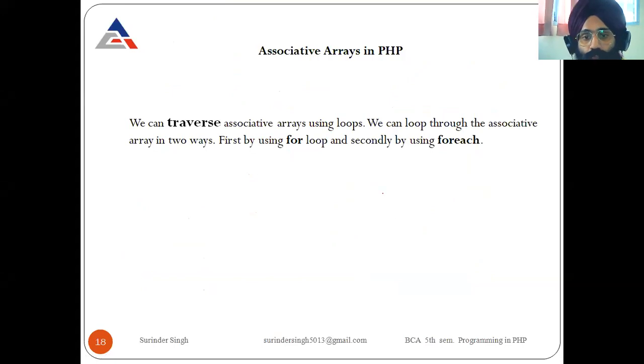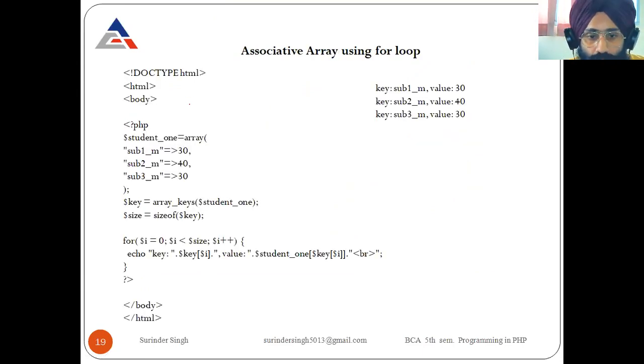Here in an associative array, we can print array elements by using the for loop and the foreach loop. Both loops will work on the associative array. We will see how to use these loops with an associative array. Now we can traverse associative arrays using loops. What does it mean? Traverse means we will visit each element at least once. We will print each element, we will process each element in the array.